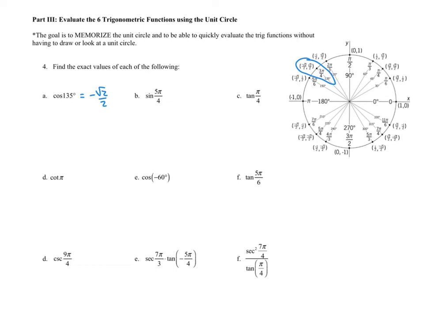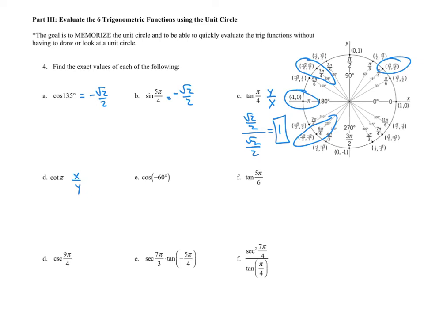Sine of 5 pi over 4 would be the y-coordinate, which is also negative root 2 over 2. Tangent of pi over 4 is going to be y over x, root 2 over 2 over root 2 over 2. Anything over itself is 1. Cotangent of pi, remember cotangent is x over y. So cotangent of pi is going to be negative 1 over 0, which is undefined.